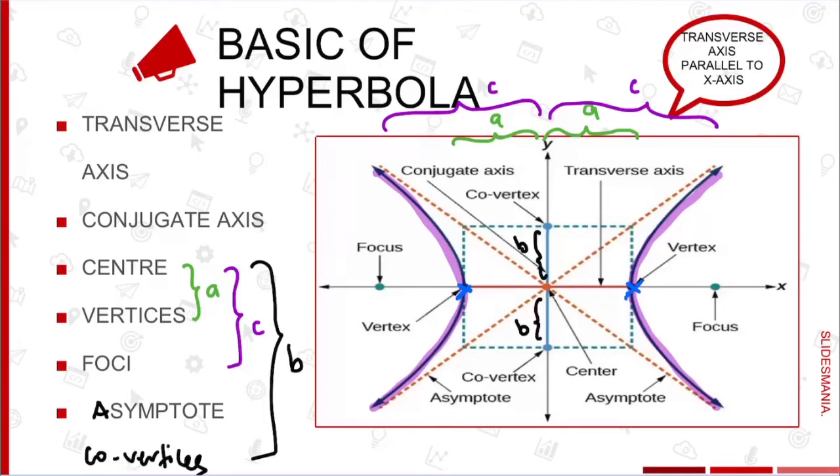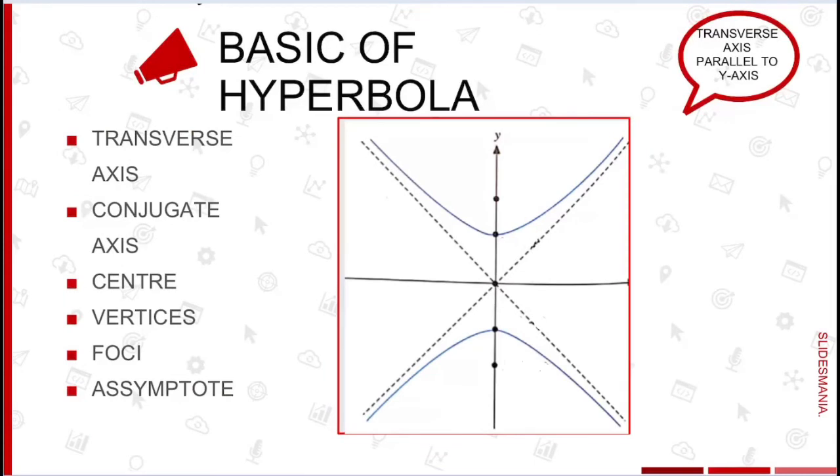An asymptote is just a straight line. Later on, we'll see the equation of the asymptote. So what is the implication of the asymptote? It will control the opening of your hyperbola because the graph cannot go beyond the asymptote line. Moving on to another slide.